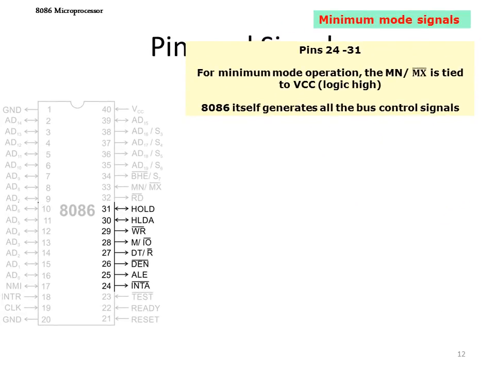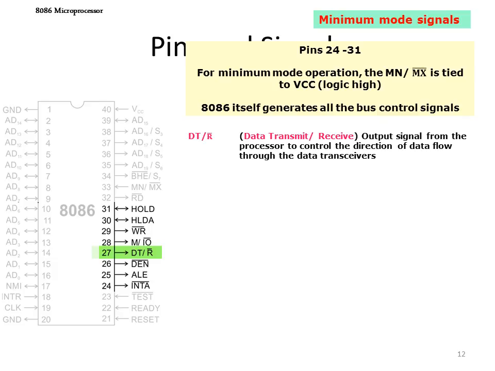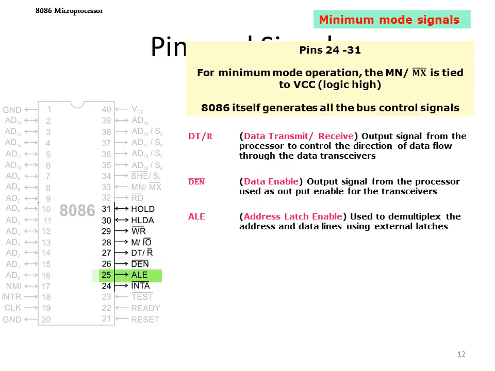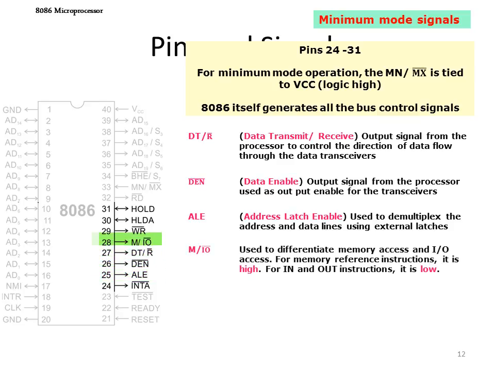Pins 24 to 31 are for minimum mode of operation and MN/MX bar is tied to VCC. 8086 itself generates all the bus control signals. DT/R bar, data transmit and receive, is an output signal from the processor to control the direction of data flow through the data transceivers. When DT/R bar is equal to 0, it is receive operation and DT/R bar equal to 1 is transmit operation. DEN bar, data enable, is the output signal from the processor used as an output enable for the transceivers. ALE, address latch enable, is used to demultiplex the address and data lines using external latches.